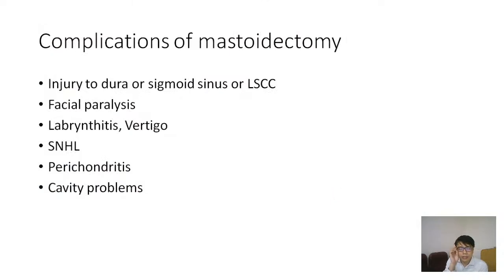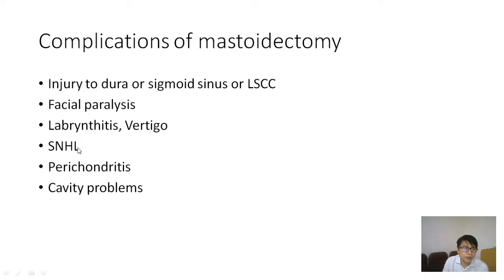So, the complications of mastoidectomy. Since we are dealing close to the dura, the sigmoid sinus and the lateral semicircular canal, we can cause injury to them if we are not careful. We can also cause injury to the facial nerve, since we are dealing very close to the facial nerve segments, both the tympanic segment, the horizontal segment, as well as the vertical segment of the facial nerve in the mastoid bone.